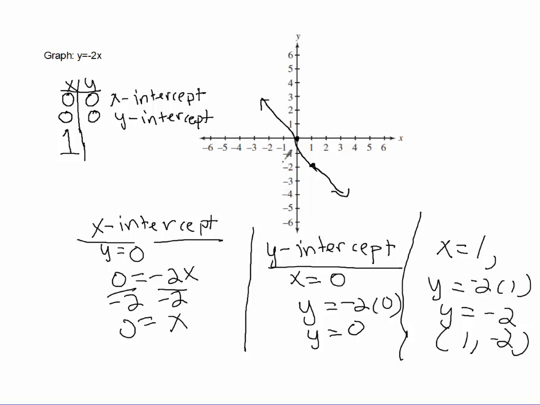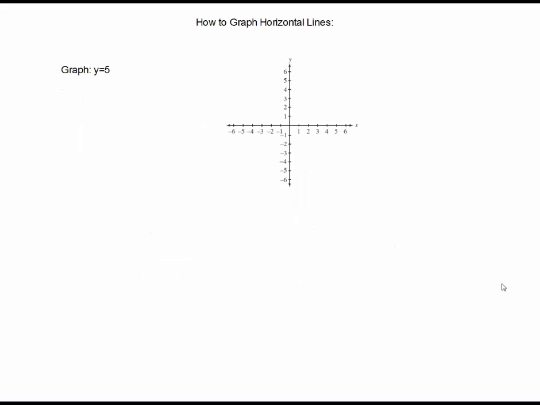Alright, let me pause here for a second. So for this part of the section, we're going to look at how to graph horizontal lines. Now, we're actually going to use a table, just like we've been using. So let me draw a table. Here's my x, here's my y.